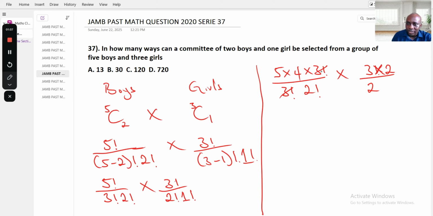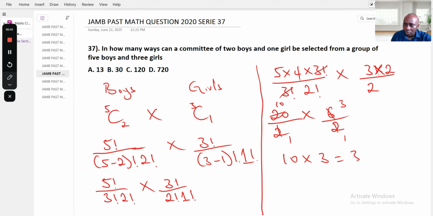This one has cancelled out each other. 5 times 4, that's 20. 2 times 1 here, 2. I have 2 here. This one, 3 times 2, 6. Divided by 2. 2 here, 1. 2 here, 10. 2 here, 1. 2 here, 3. What we have left is 10 times 3. What is it going to give us? 30. Do we have 30?